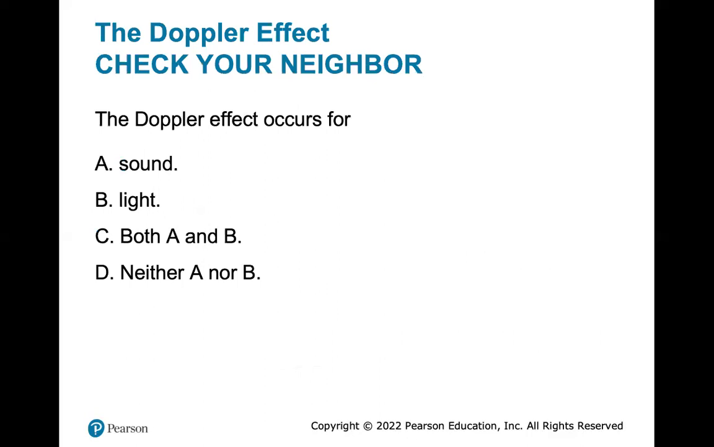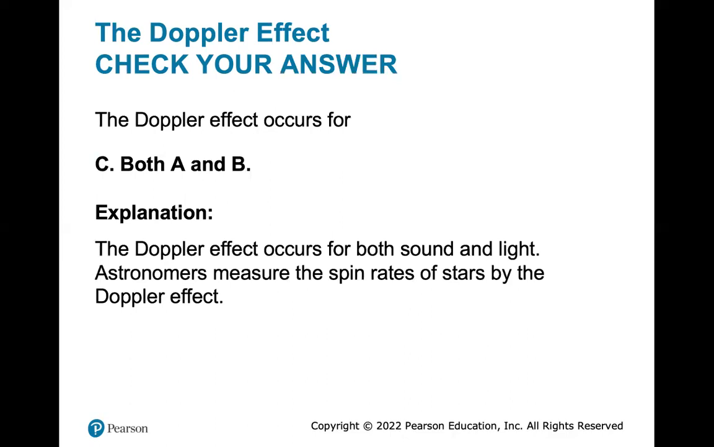Okay, the Doppler effect occurs in sound, light, both A and B, or neither A and B. Well, we just discussed it's in both A and B. The Doppler effect occurs for both sound and light. Astronomers measure the spin rates of stars by the Doppler effect.